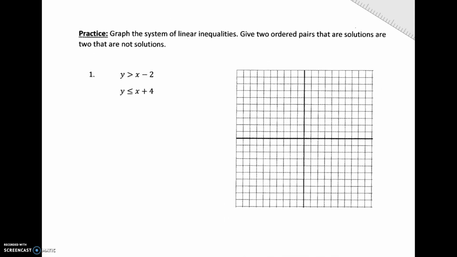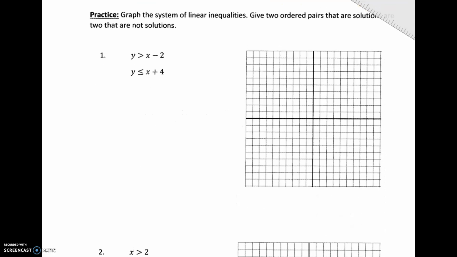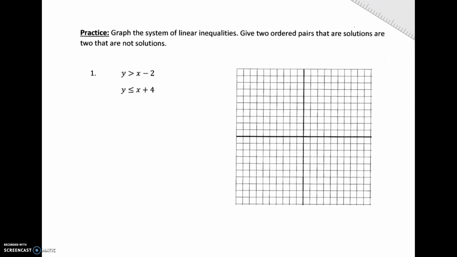Give 2 ordered pairs that are solutions and 2 that are not. So it looks like the word "and" got typed as "are" both times. Okay, so let's look at the first one.